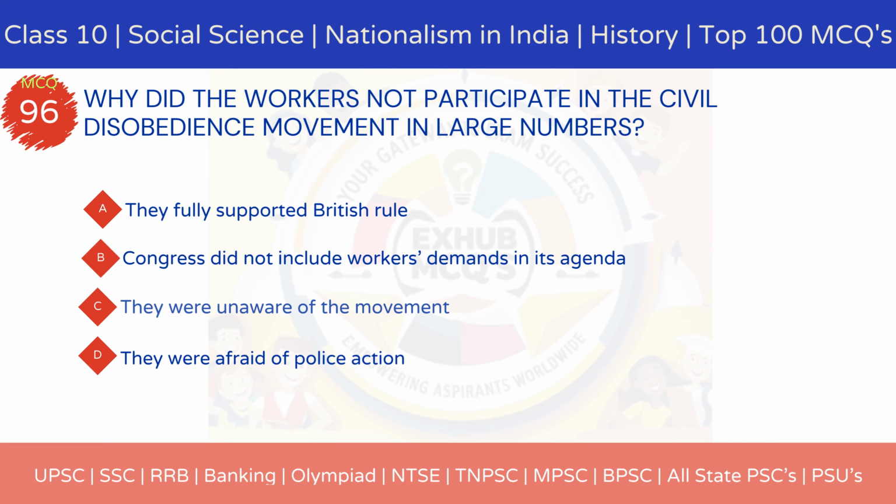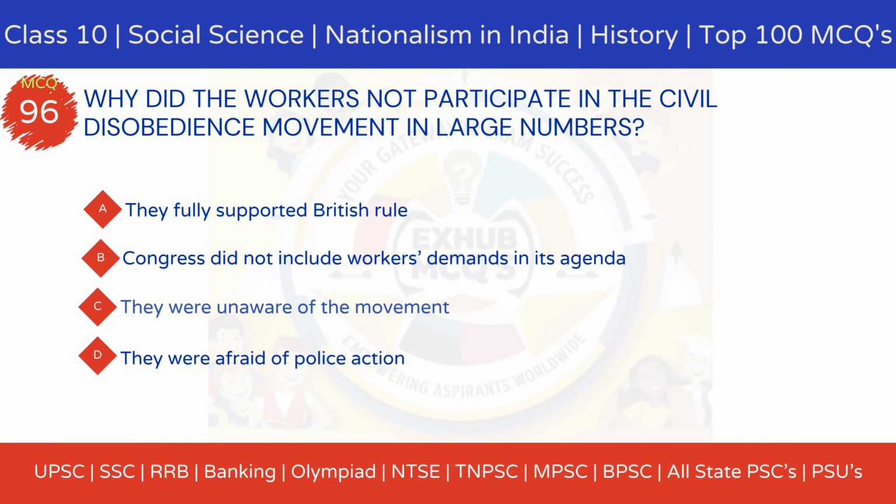MCQ 96. Why did the workers not participate in the civil disobedience movement in large numbers? Option A. They fully supported British rule. Option B. Congress did not include workers' demands in its agenda. Option C. They were unaware of the movement. Option D. They were afraid of police action.